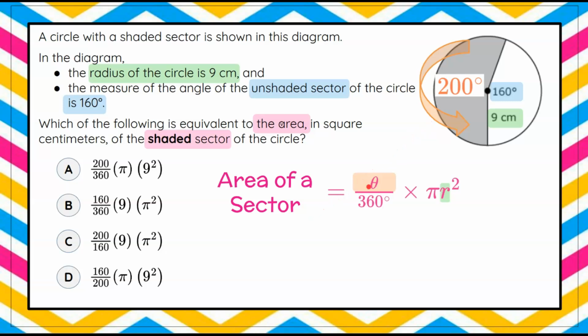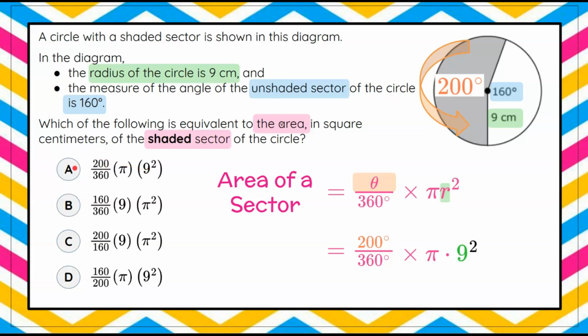We're going to replace this with 200. So 200 divided by 360 is the relationship of this sector to the whole. And then we're going to multiply by the area of the circle. So we're going to multiply by pi times the radius, which is 9 squared. Now I don't need to simplify this because I notice that all my answer choices are given to me just with the numbers, the value of the angle and the radius plugged in there.